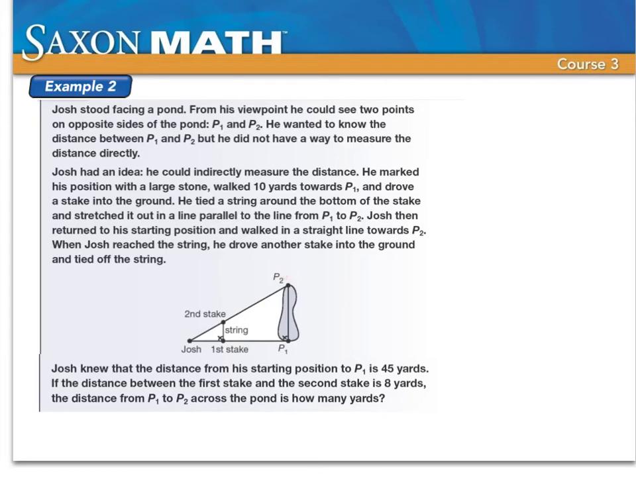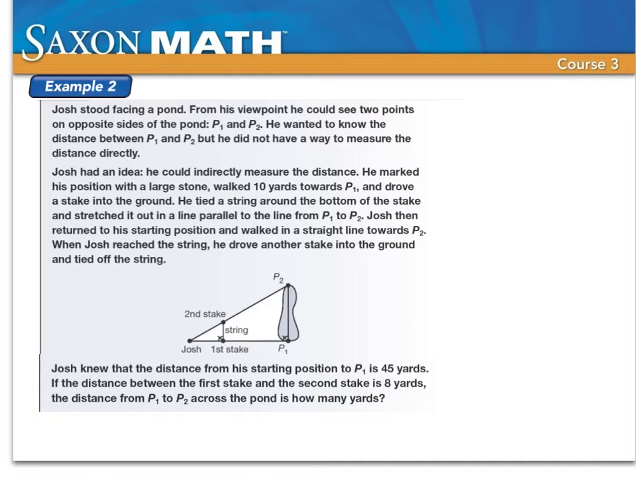That's not logical. So he had an idea. It says he can indirectly measure the distance. What he did is he marked his spot with a stone. So we put a stone in the ground right here. And then he walked 10 yards toward point 1. He went this way 10 yards and put a stake into the ground.